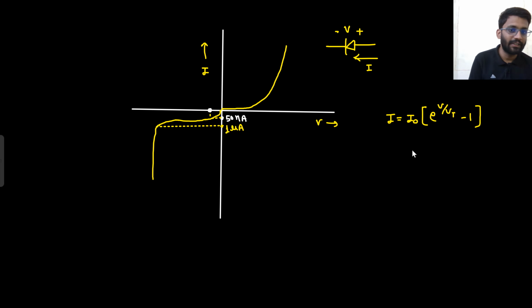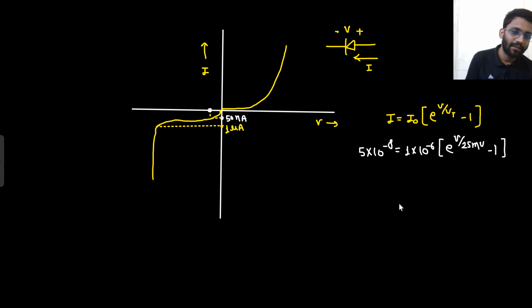So the current equation is given as this. I know the value of I naught, that is 1 microampere. So 1 into 10 to the power minus 6 I am writing, e to the power V upon Vt, which is 25 millivolt, minus 1 is equal to I. So tell me, what will be the value of I? I is 5 into 10 to the power minus 8, right? Now here I will write plus or minus.